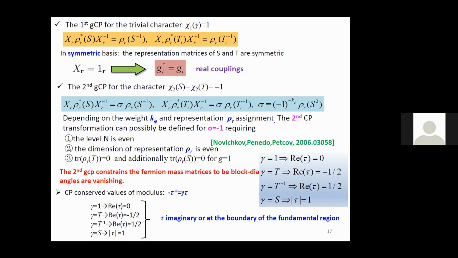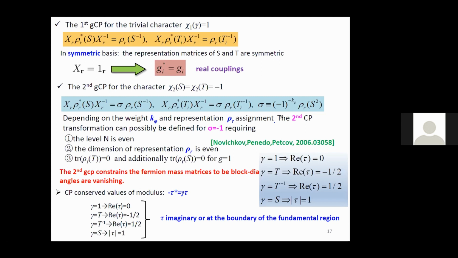For the second CP, the second GCP, it is defined by the non-trivial character. They map S, T into inverse. So we get the consistent condition. From the most general consistent condition, we get the consistent condition for the second CP. For the second CP, you can see there is a factor sigma. And this factor sigma is determined by the modular weight of the matter fields and its representation assignment. Generally, sigma has to be +1 or -1 because k_phi is an integer and rho_r(S^2) is the center. So it is also +1 or -1, and S cubed is equal to 1.